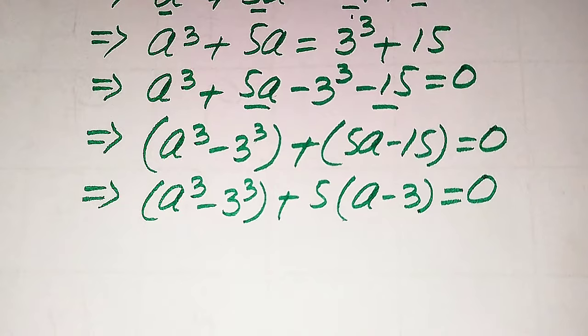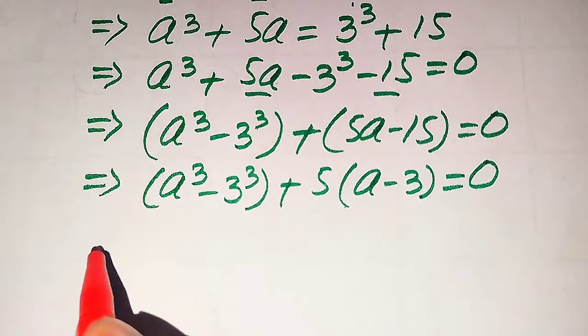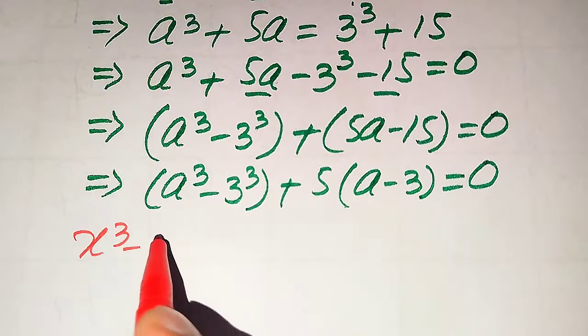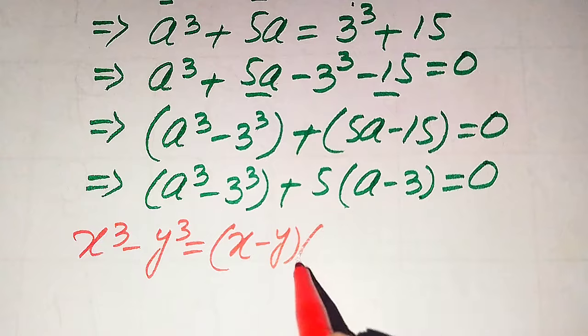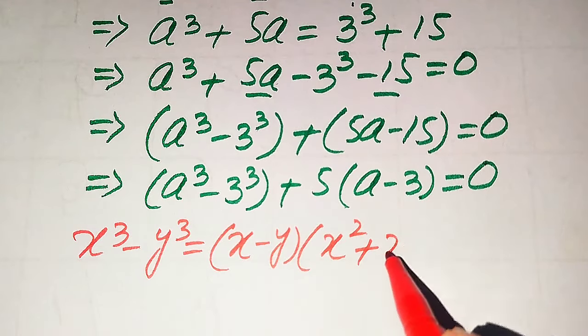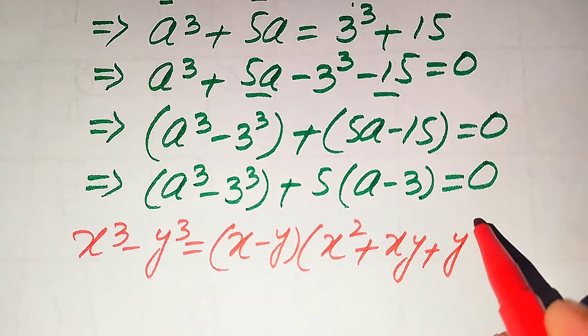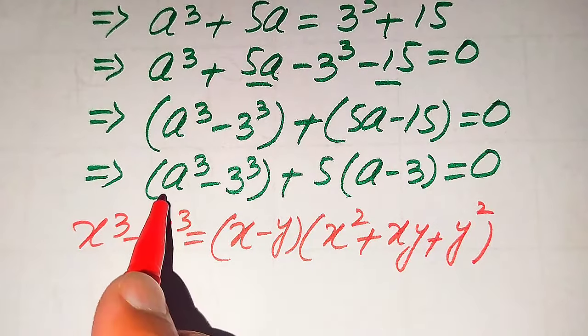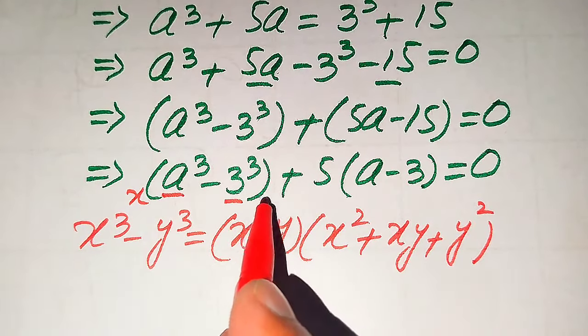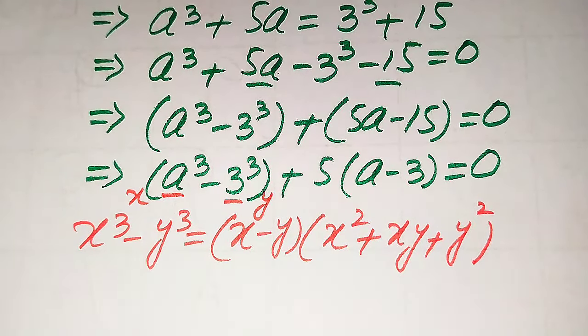So here we use the nice cubic formula, and you know about this formula. If we have x cubed minus y cubed, it equals x minus y times x squared plus xy plus y squared. So here we need this formula for the first factor of the above equation. You see here the base of this term is our x and the base of this term is our y. So we just substitute the values of x and y into the formula.